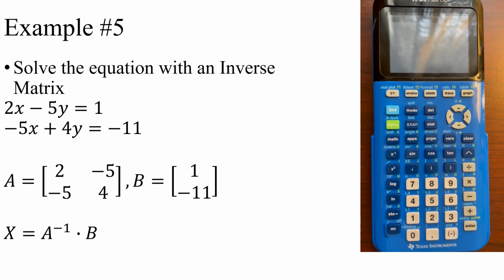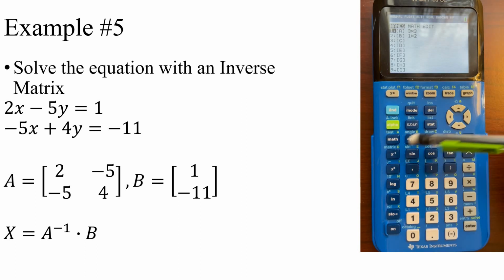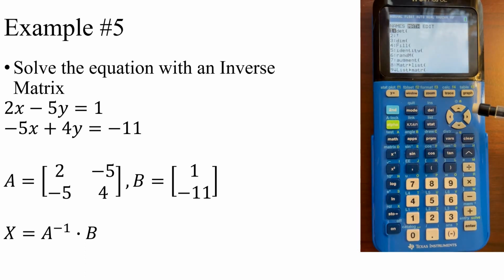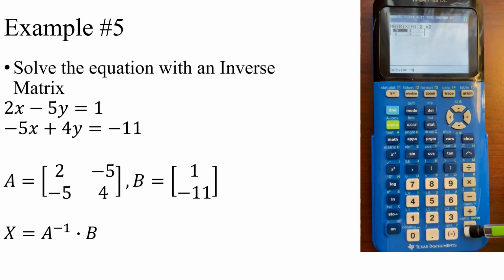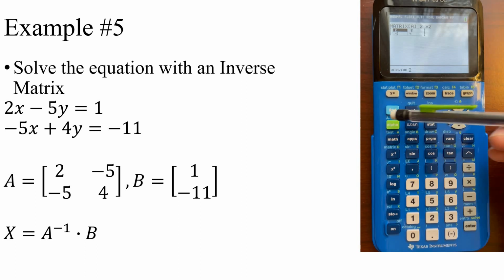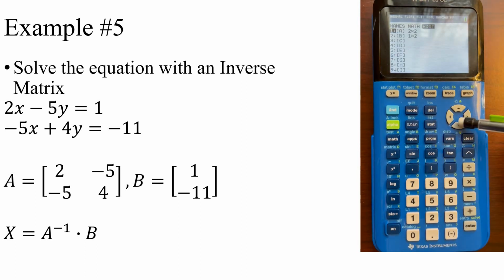Matrix A was the coefficients, the numbers in front of the X and Y. So we go into our matrix, second matrix. We're going to go ahead and create our matrix A, which we know is a 2x2 matrix. Our numbers are the 2, -5, and then -5 and 4. That's matrix A. And then matrix B was our 2x1 solution matrix. The numbers at the end of the equation, the 1 up top and then -11 on the bottom.